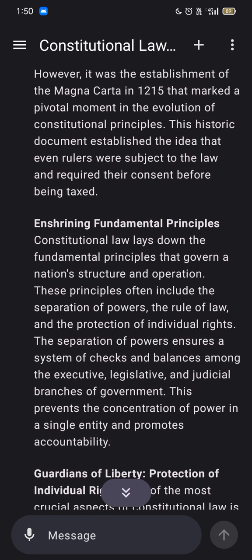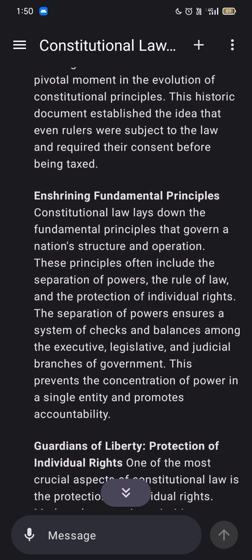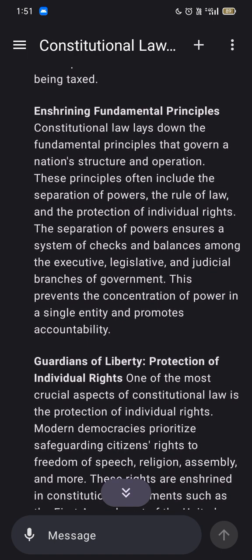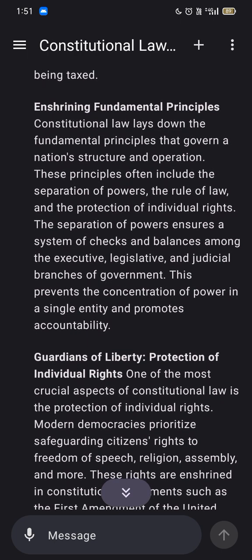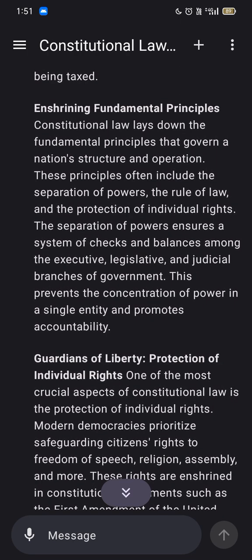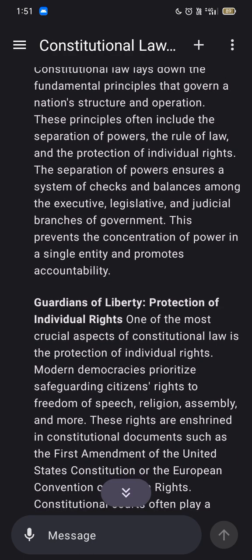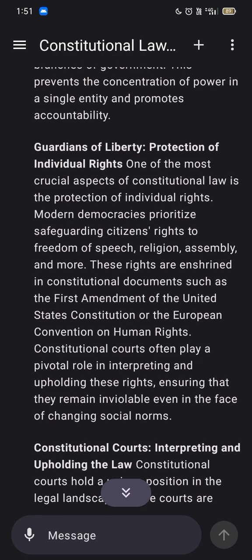Enshrining fundamental principles. Constitutional law lays down the fundamental principles that govern the nation's structure and operations. These principles often include the separation of powers, the rule of law, and the protection of individual rights. Separation of powers ensures a system of checks and balances among the executive, legislative, and judicial branches of a government. This prevents the concentration of power in a single entity and promotes accountability, guarding against fallibility.